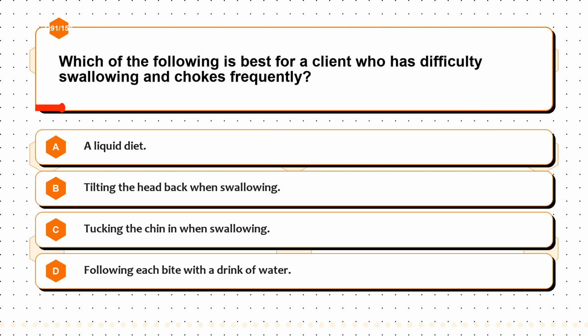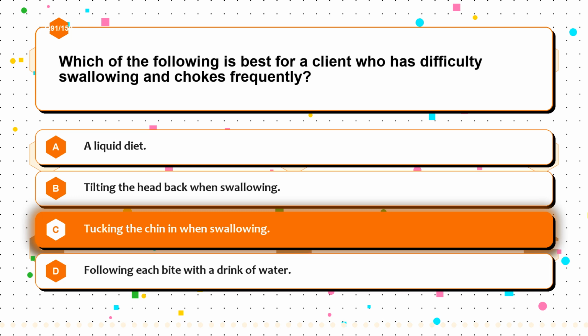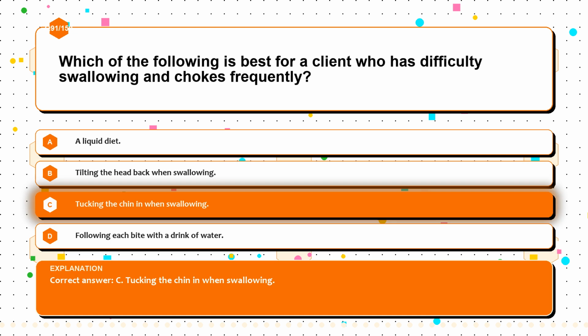Question 91. Which of the following is best for a client who has difficulty swallowing and chokes frequently? Here are the options. Option A, a liquid diet. Option B, tilting the head back when swallowing. Option C, tucking the chin in when swallowing. Option D, following each bite with a drink of water. The correct answer is option C, tucking the chin in when swallowing.